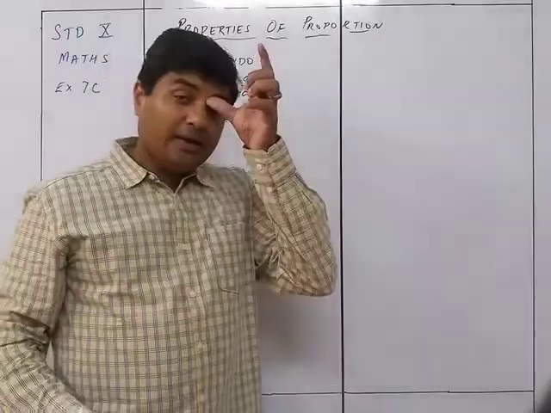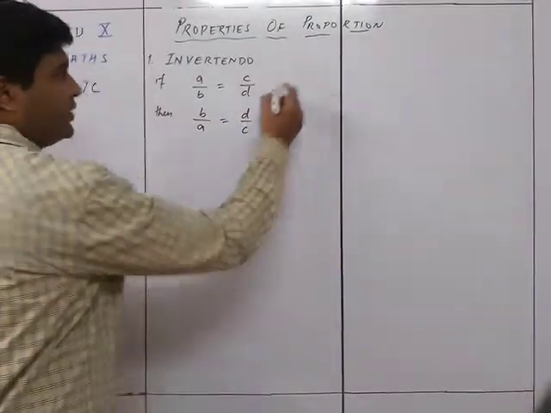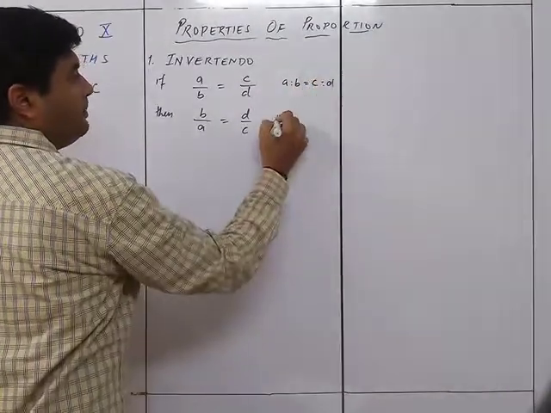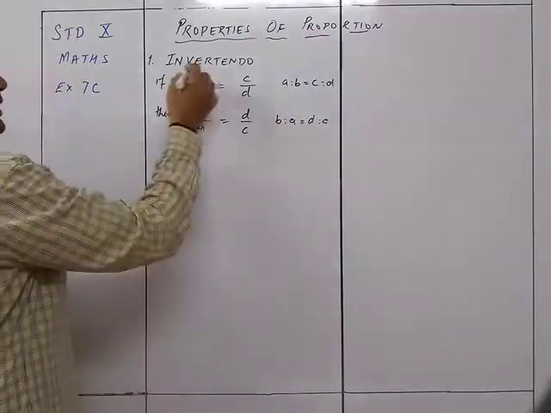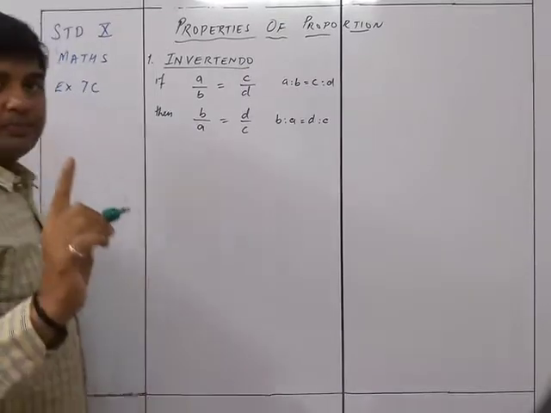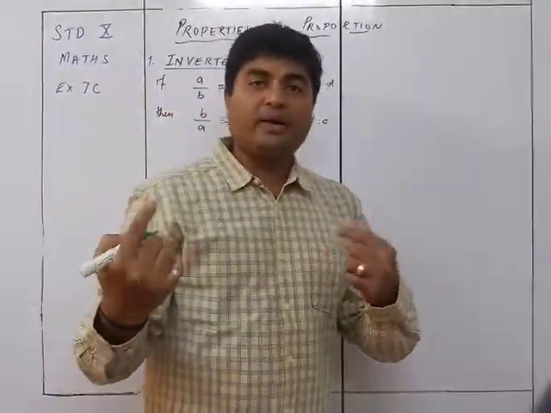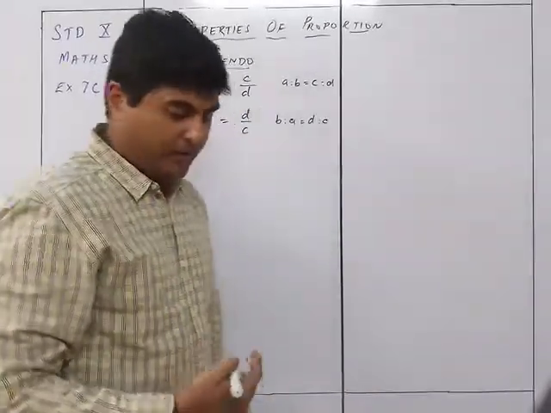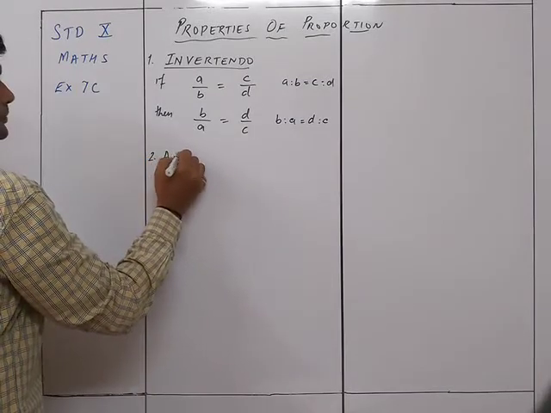That's called invertendo. So if A is to B is equal to C is to D, then B is to A will be equal to D is to C. That is invertendo, which means reciprocal. So whenever I have a sum in which I need to make the numerator the denominator and the denominator the numerator, I'll be using the property of invertendo.